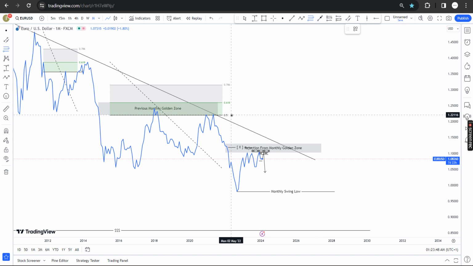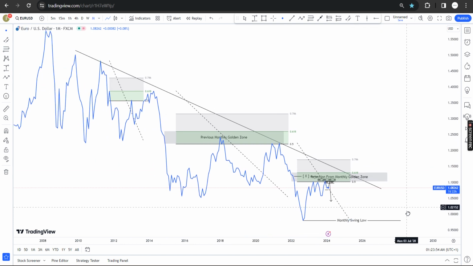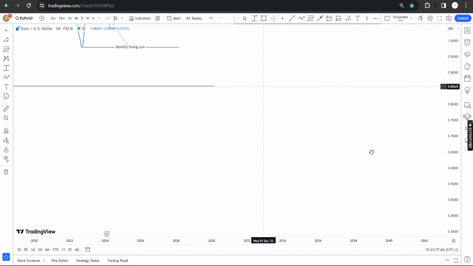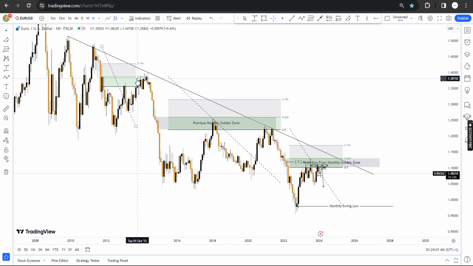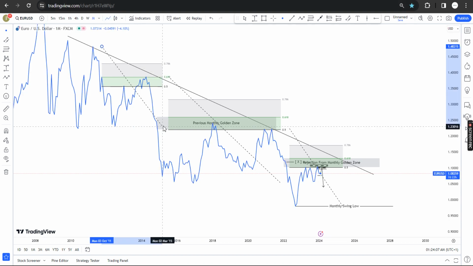Then you have this rejection from the golden zone. So you see this. Let's switch to candlesticks. So you see this. Okay, this one was extended properly. Let's extend it. Right? Yes, perfectly.